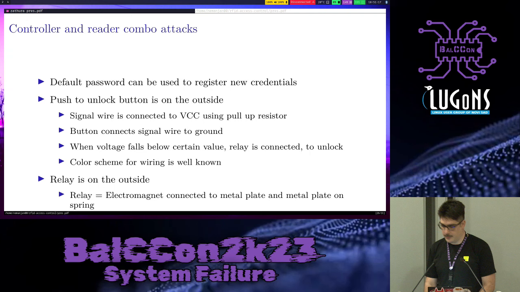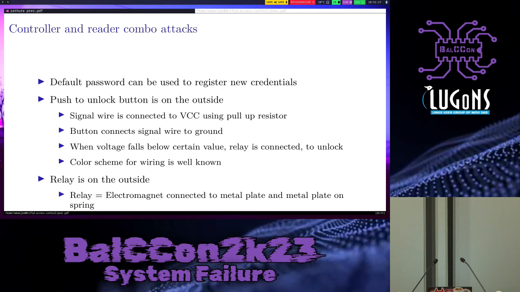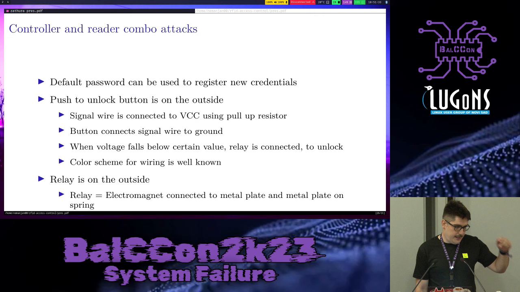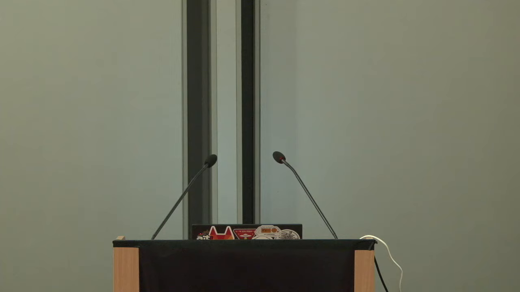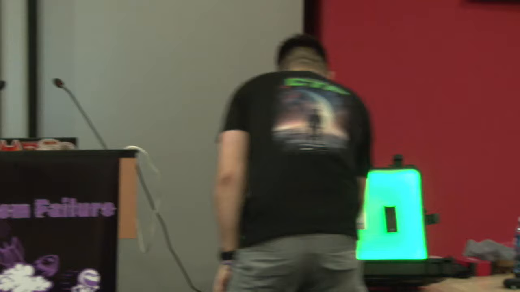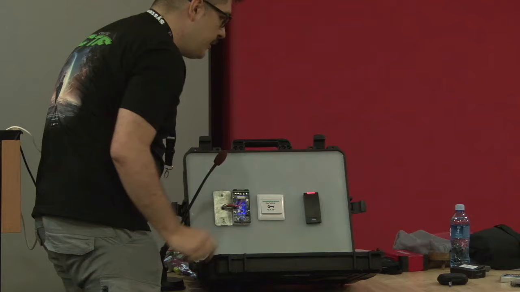Controller and reader combo attacks. And this is the good stuff and the bad stuff. Imagine it is still closed. Now you have seen the insides of the reader, but what you might not know, there's this button that's usually on the inside of the building, the door exit, that unlocks the door. But the crazy thing is that it is the yellow wire.